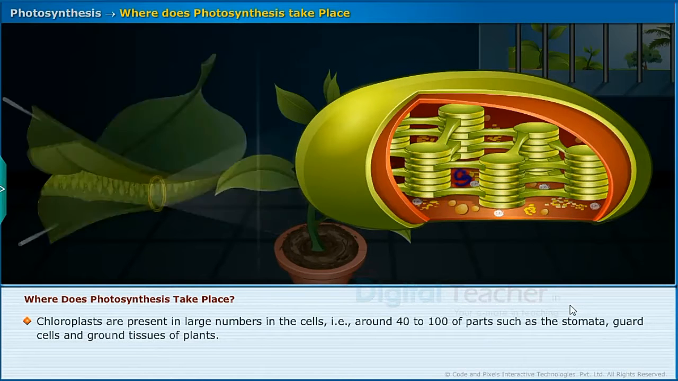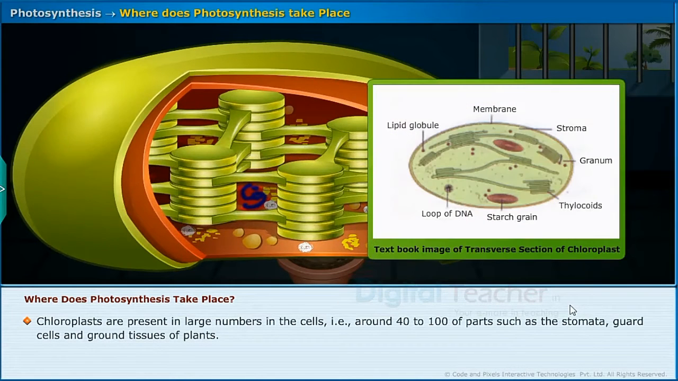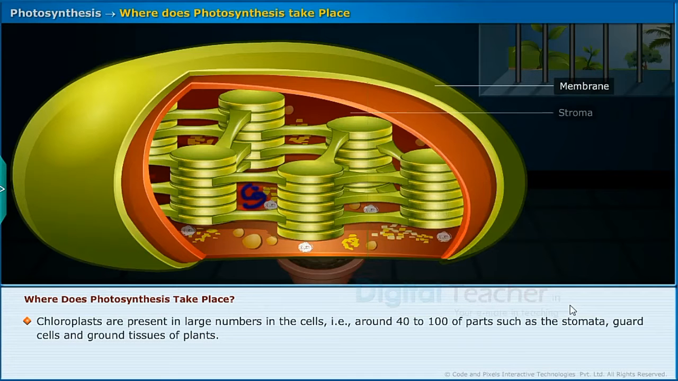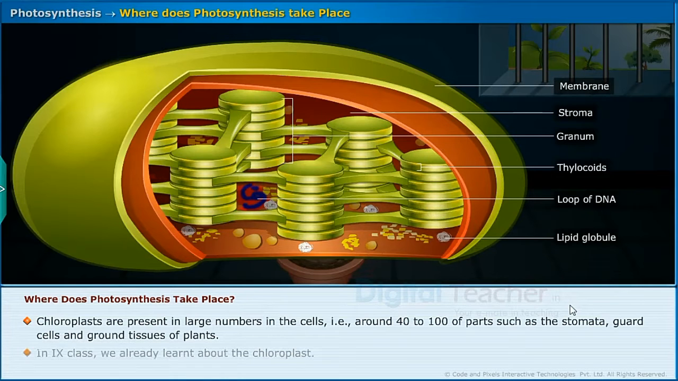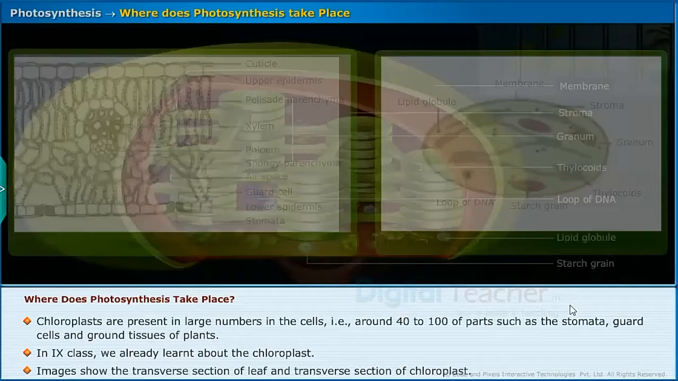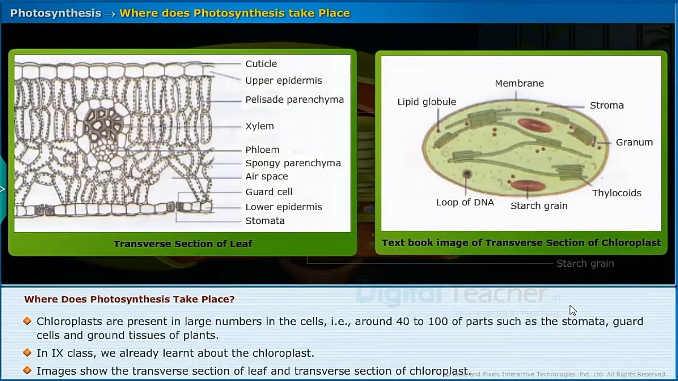These organelles were termed chloroplasts. Chloroplasts are present in large numbers in the cells, around 40 to 100, of parts such as the stomata, guard cells and ground tissues of plants. In 9th class, we already learnt about the chloroplast. The transverse sections of the leaf and chloroplast are shown on screen.